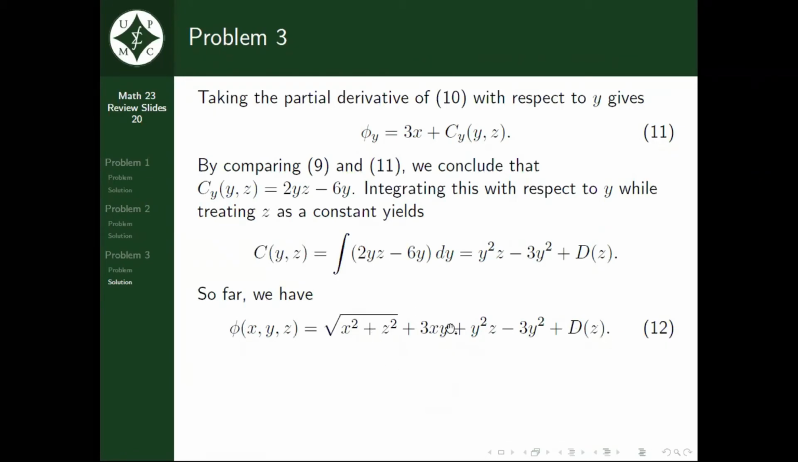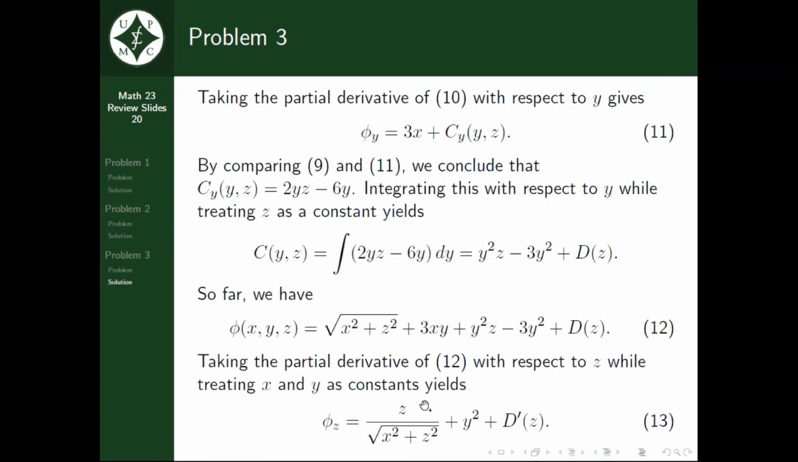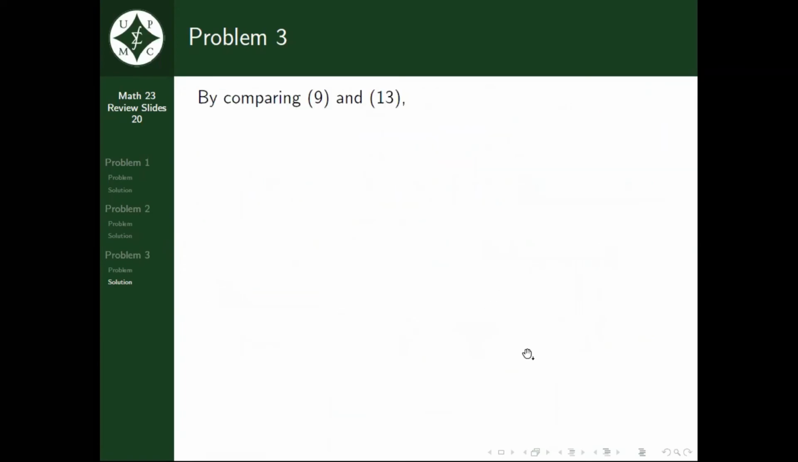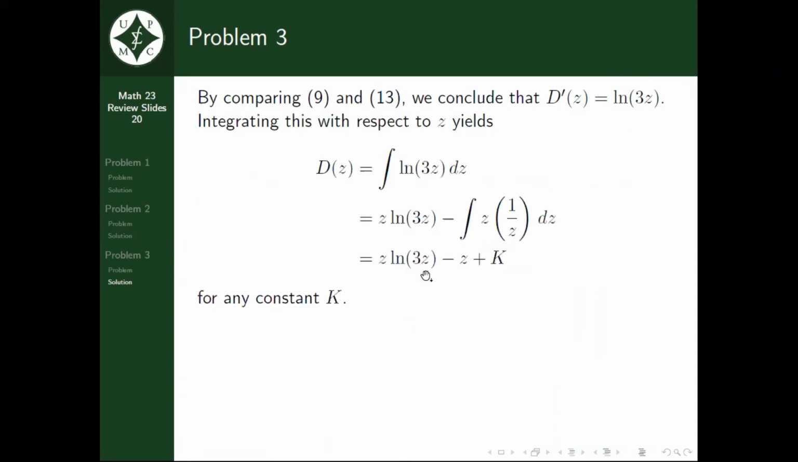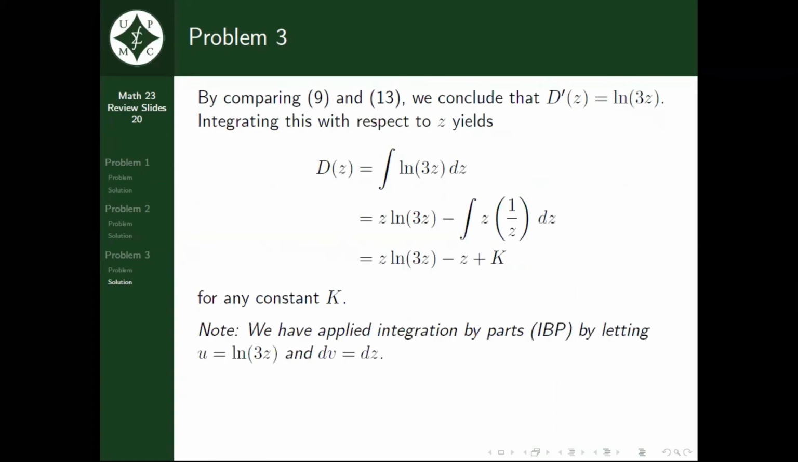So natitira na lang ay partial derivative of phi with respect to z. So we attempt to do that. So we have this one. Okay? And then compare. We have d prime of z equals ln of 3z. And then let's integrate this, undo the process. We have this one. Oh my gosh, ano nangyari? Okay? Let's kalma lang tayo. This is integration by parts, and hopefully naalala nyo pa to. Hopefully you still remember how to do this from your previous calculus courses.